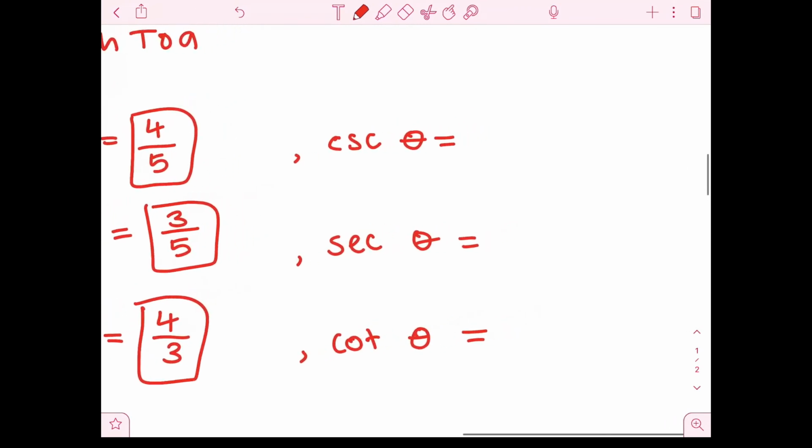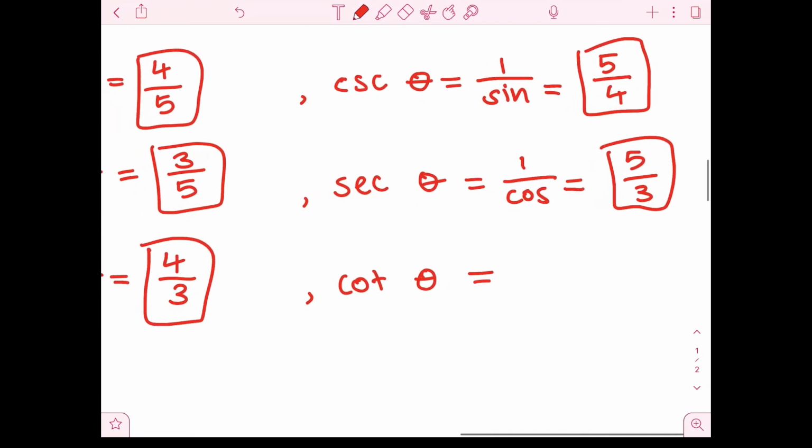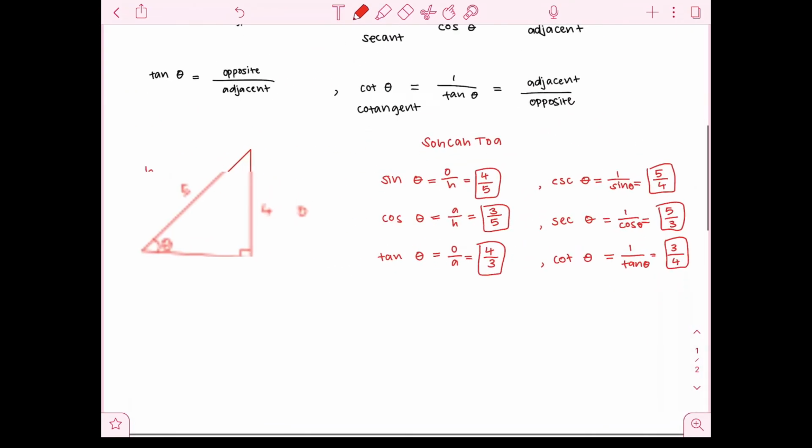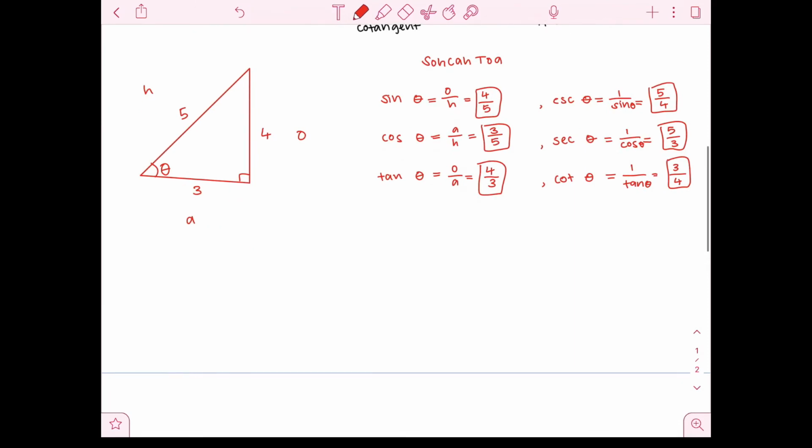And then our cosecant, remember, it's 1 over sine. So we're going to flip around our numerator and denominator so that we get 5 over 4. Secant is 1 over cosine. We get 5 over 3. And then cotangent is 1 over tangent, and this is equal to 3 over 4. All right, so we have learned how to solve for all of the 6 trigonometric functions and ratios.